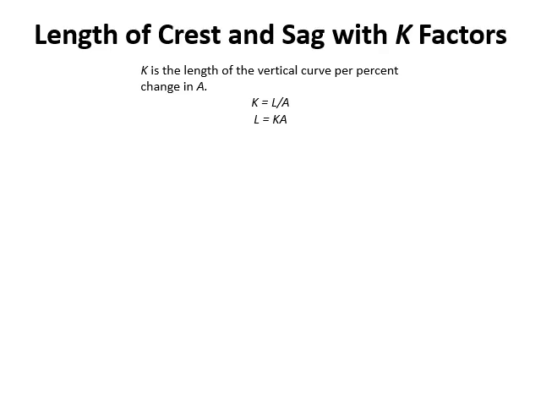Now then there is a concept of k value. So what is k? K is the change in length per unit change in gradient. Per unit change in gradient. So change in gradient is A, and the length of the curve is L. So k is calculated as L upon A.